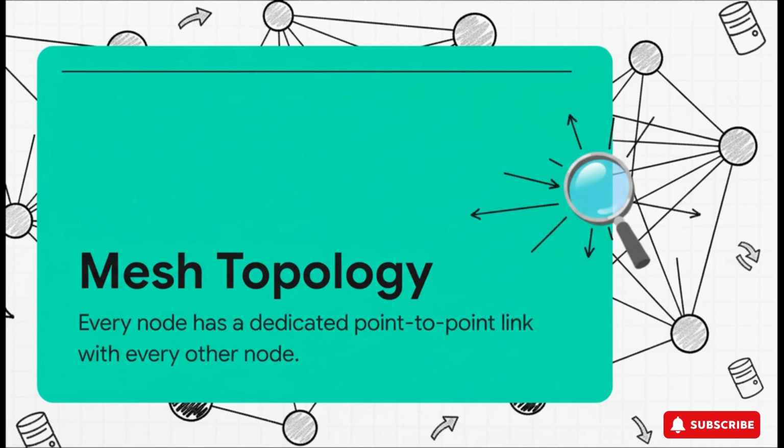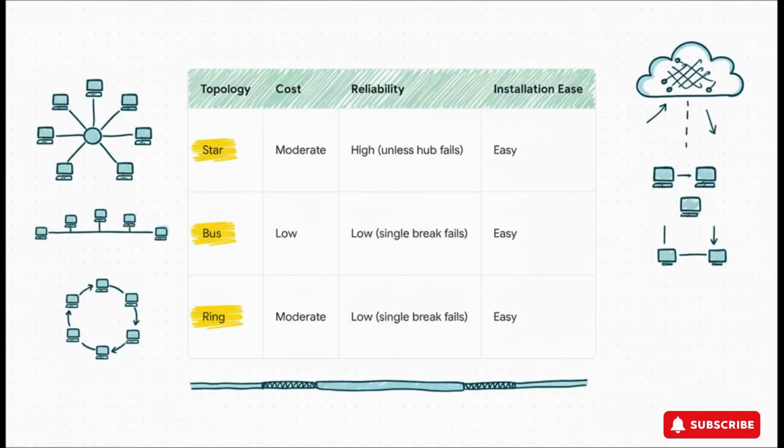This is exactly why this kind of design is used for the core internet backbone, the places where failure is just not an option. So this table really sums it all up nicely. As you can see, there's no single best way to build a network.